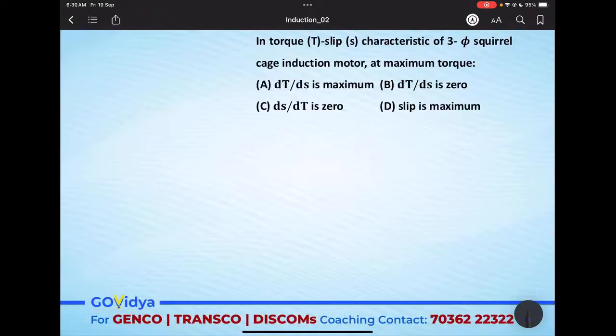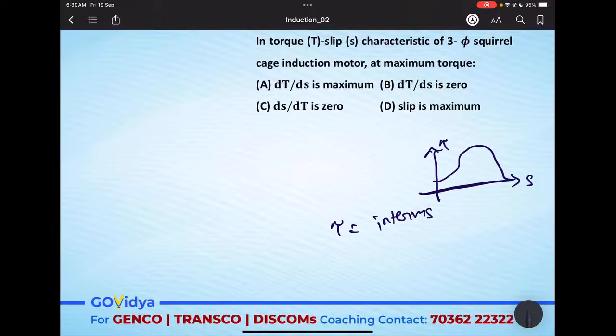The question is about the torque slip characteristics of a three-phase induction motor, the maximum torque. This is the torque slip characteristics of an induction motor. In any mathematical equation, the variable here is s. That means torque is in terms of slip. So here the variable is s.